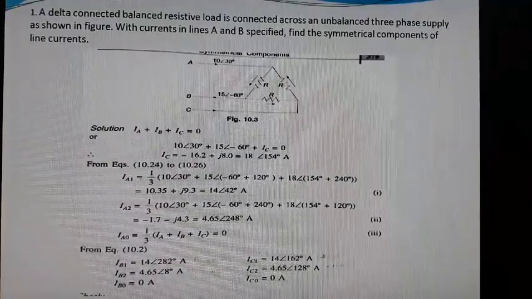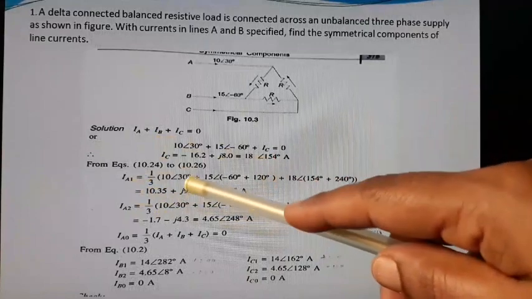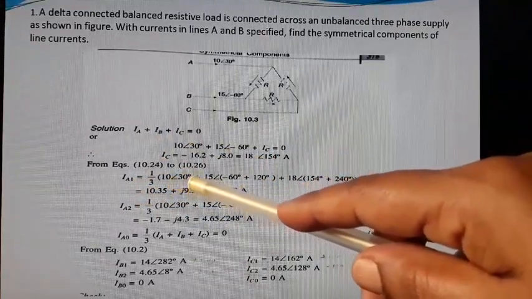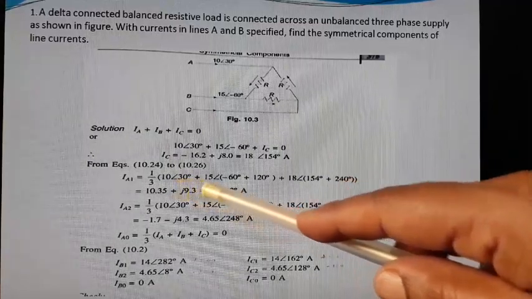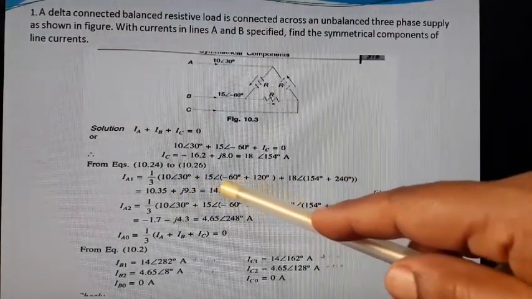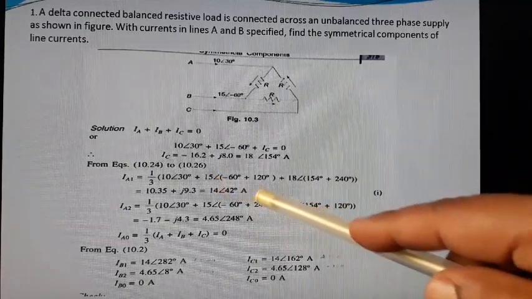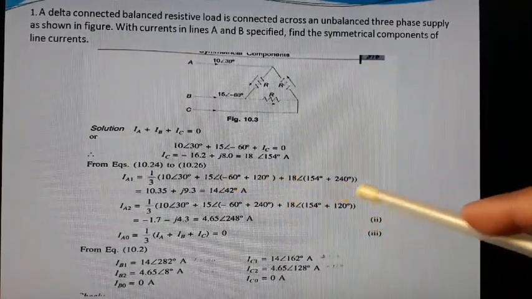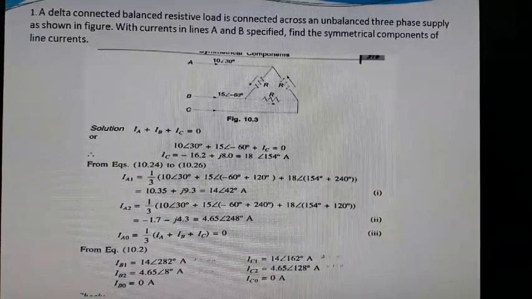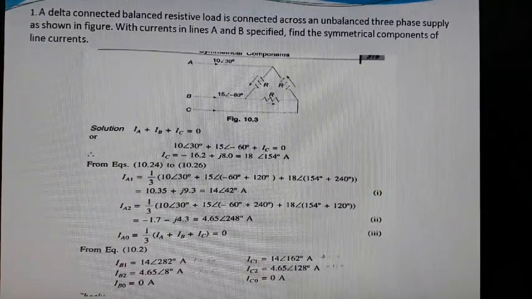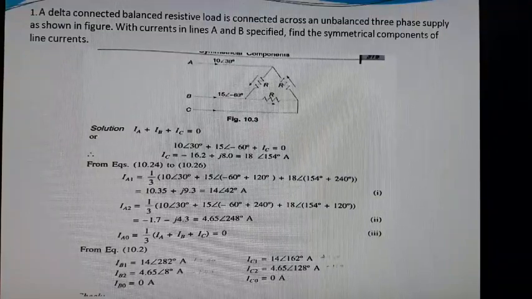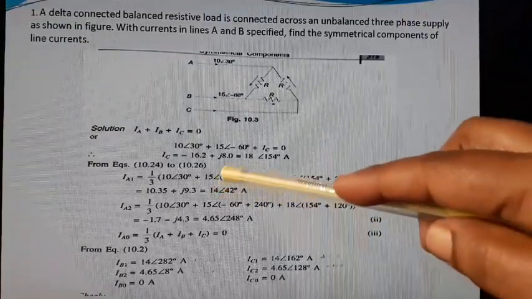For currents also the same thing holds good. Therefore we can write IA1 is 1 by 3 times IA plus A IB plus A square IC. That's what has been written. IA is 10 at an angle 30, that is IA plus A IB.